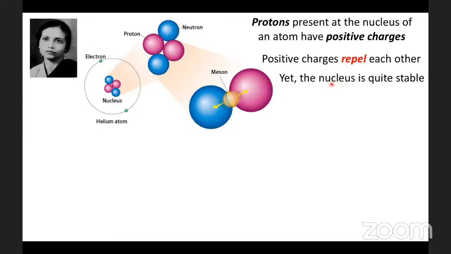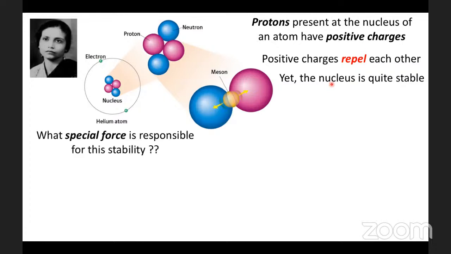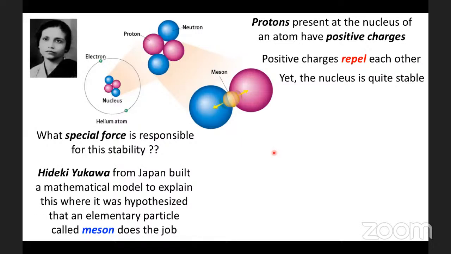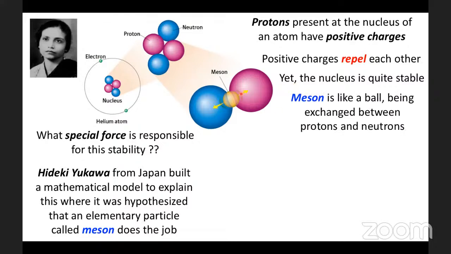Because we know the nucleus is quite stable, that was a question being asked at that time. What special force is responsible for this stability, with two protons being so close to each other, although both are identically positively charged? At that time, Hideki Yukawa, a Japanese physicist who got the Nobel Prize, built a mathematical model that could explain this. But the model hypothesized the presence of a new elementary particle called meson. And the idea was, and this is just a model, that meson is like a particle that is getting exchanged between protons and neutrons and protons and protons.